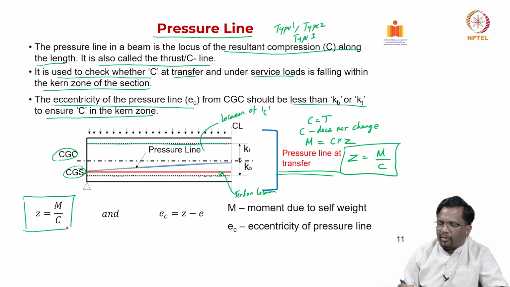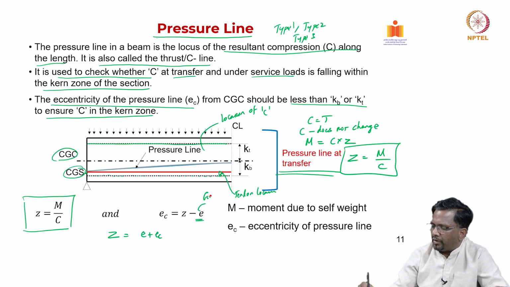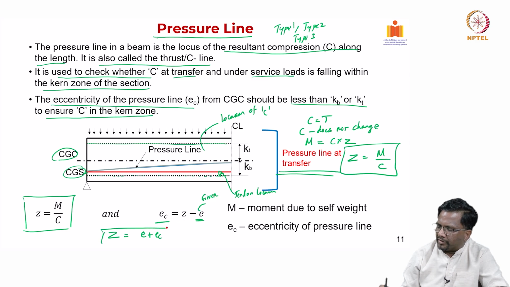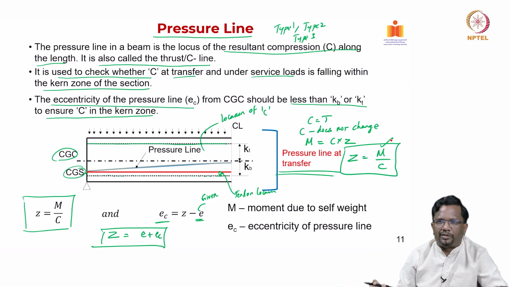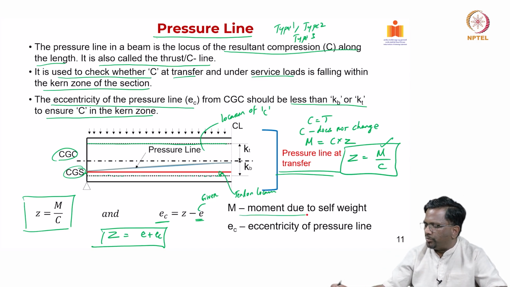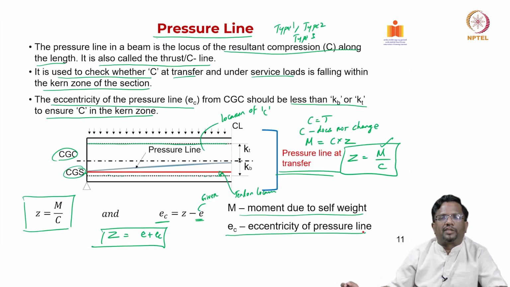Now that you have the lever arm Z, the lever arm will always be equal to E plus EC. E is typically given to you. So I can quickly calculate my EC once I know my Z. To get Z, of course, I need to know the moment acting on this cross section. At transfer, M is always the moment due to self weight, and EC is nothing but the eccentricity of your pressure line.